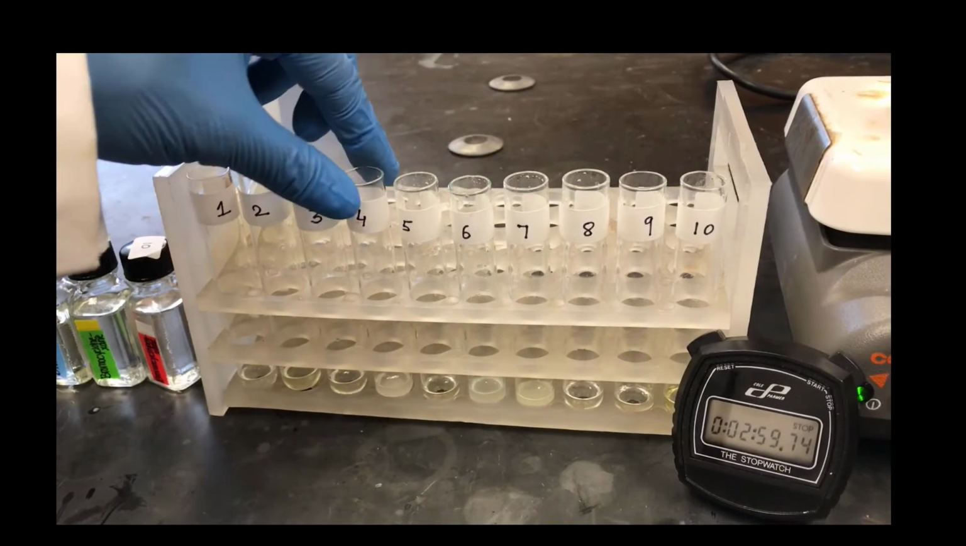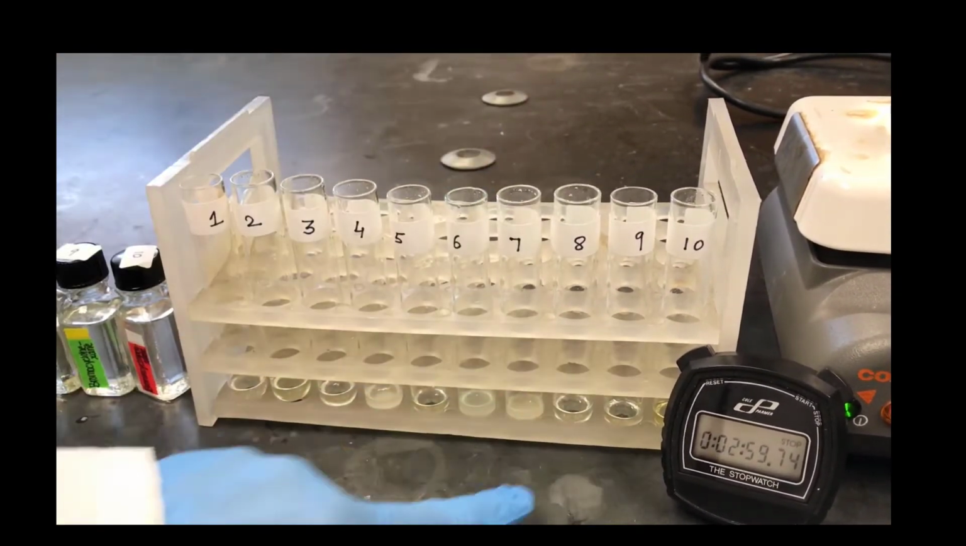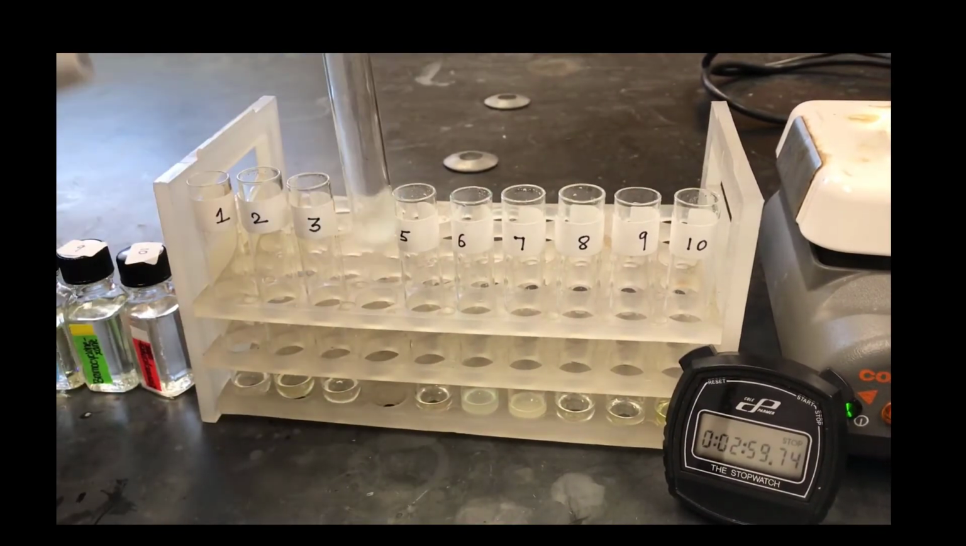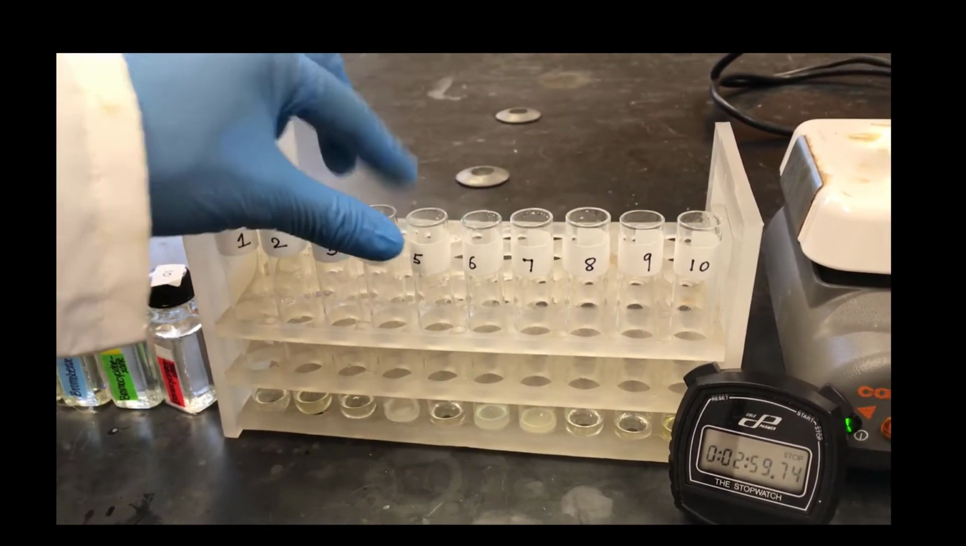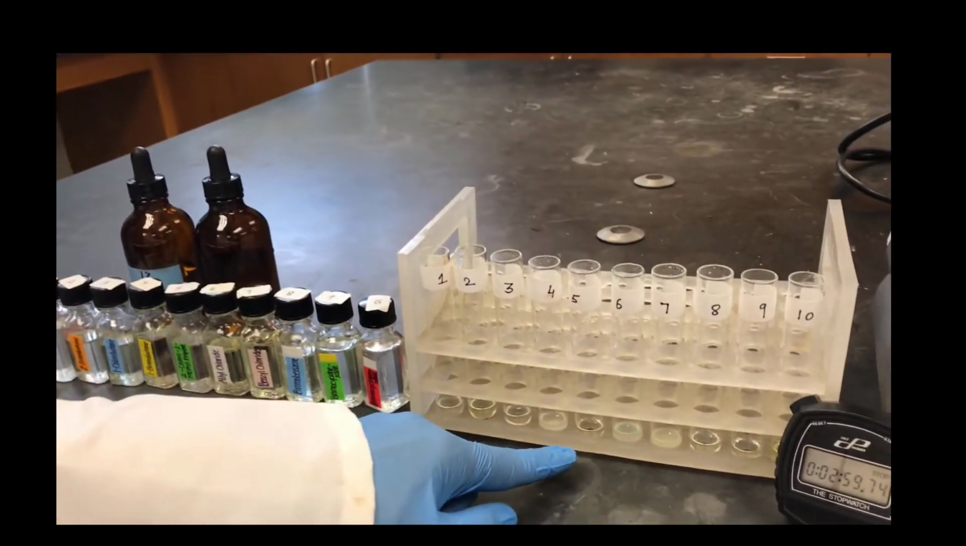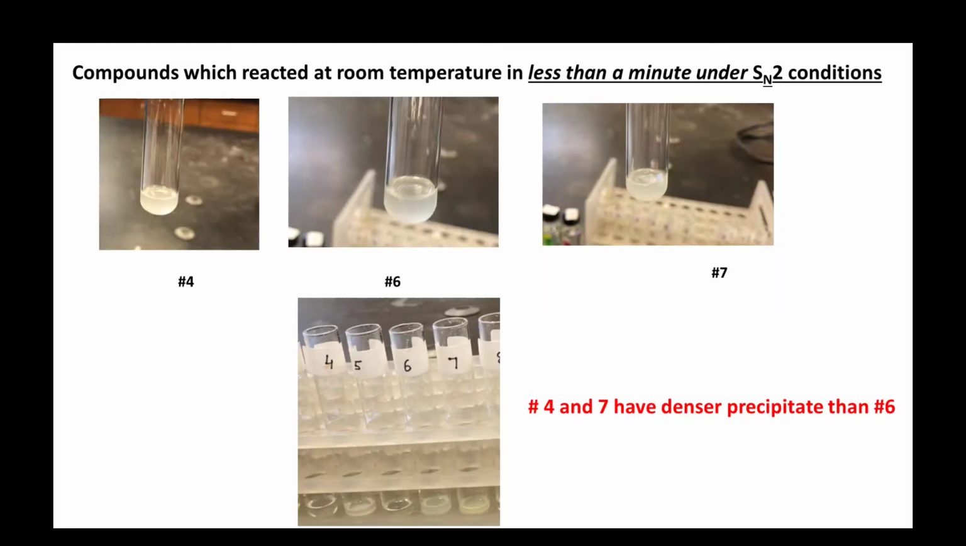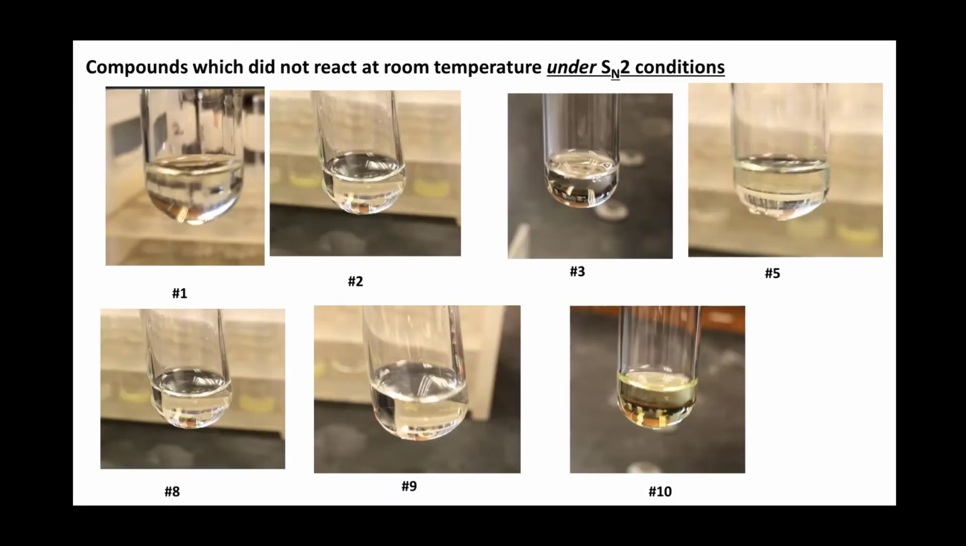So I would say in number 4, number 6, and number 7, the cloudiness and the precipitate occurred immediately as soon as I added the alkyl halide, and with time it will get denser. These are the summarized results of SN2 reactions at room temperature. These are the compounds which took less than a minute to react, and these compounds did not react at room temperature under these conditions.